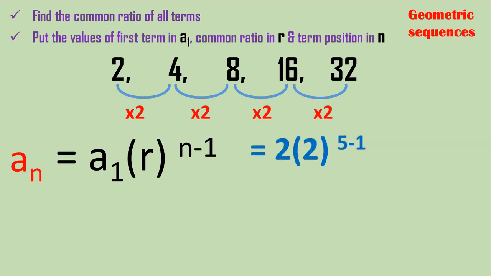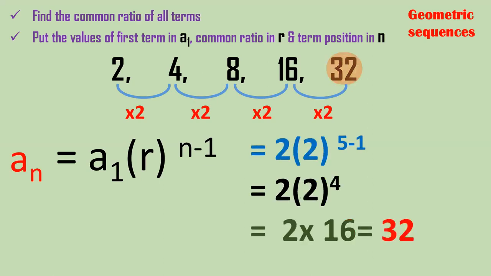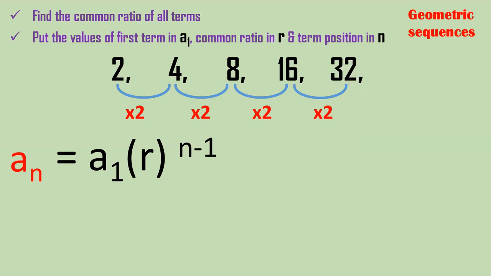In the same way, I can proceed to the fifth term value. So I'll find that it's the number 32. So here we got this number. If I'm going to proceed to any term value, let's suppose I'm going to proceed to the sixth term.